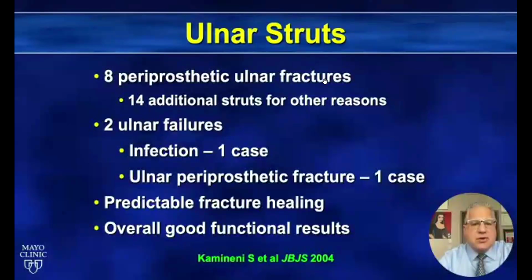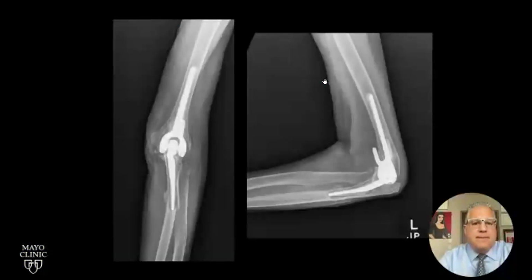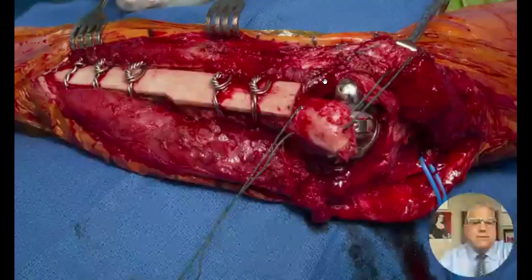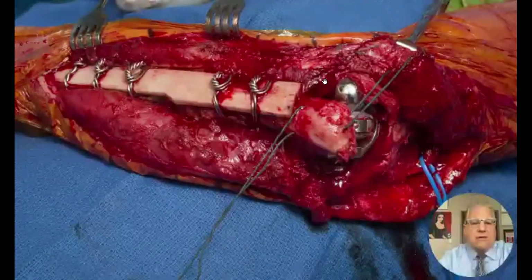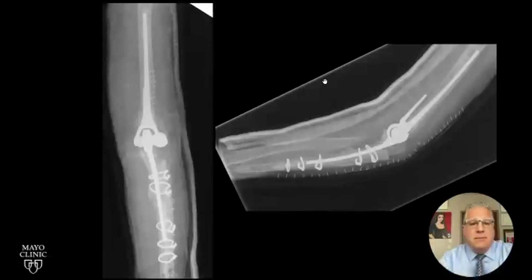Similar positive experience was reported by Dr. Camineni in a series of 8 patients also treated at Mayo Clinic. Here you can see an example of a patient with a failed ulnar component with very thin cortices, where the revision involved placing of a longer cemented stem but also augmentation of the cortex with a strut, as can be seen in these postoperative x-rays.